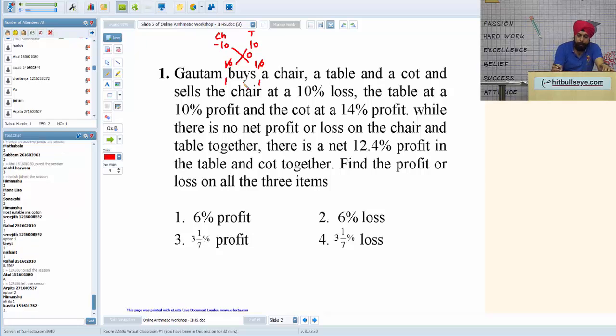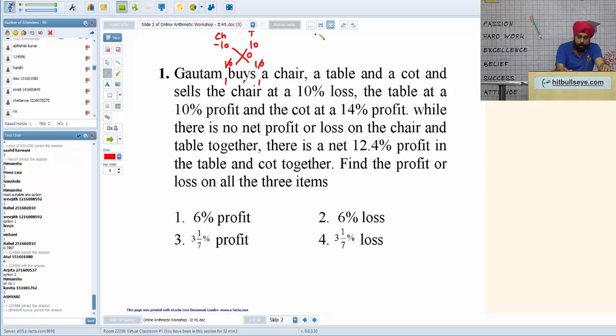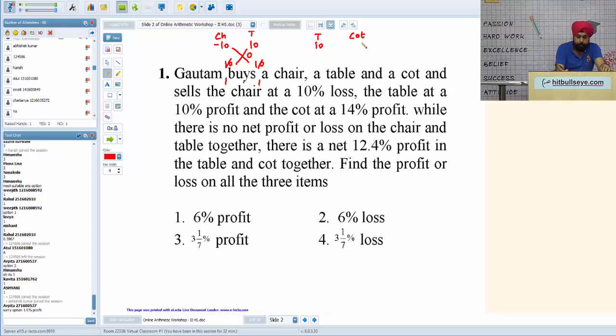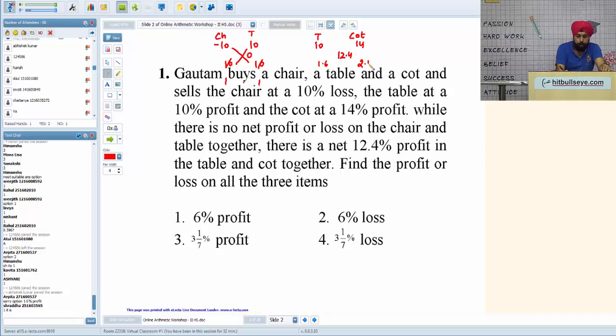Similarly, if you try and compare table and cot given, it is 10% profit and it is 14% profit. Overall there is 12.4. So again you take the difference, students. It is 1.6 and 2.4. So ratio of costs comes out to be 2:3.